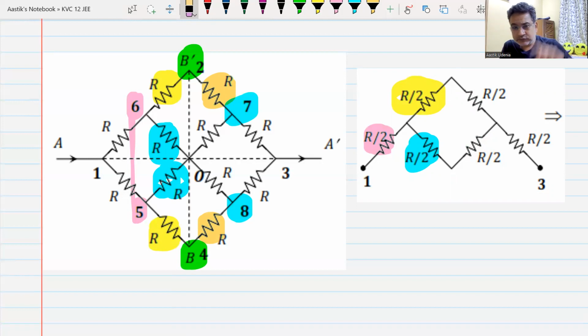Got this? Look for the points which have the same potential. If you can find points at the same potential electrically, you can take them as the same point. They are not different points, they are the same points because they have the same potential, so you can put them together and stay happy. We understand this? Yes, sir.